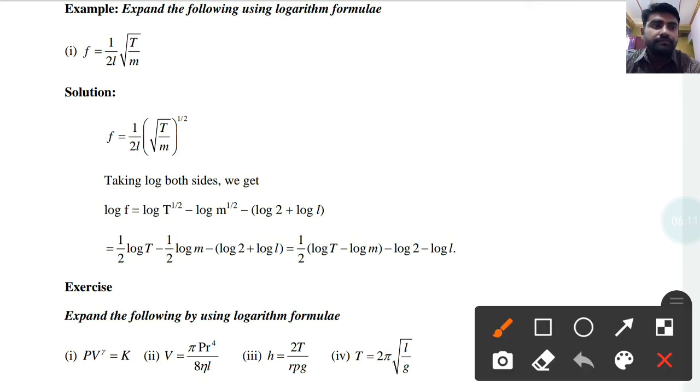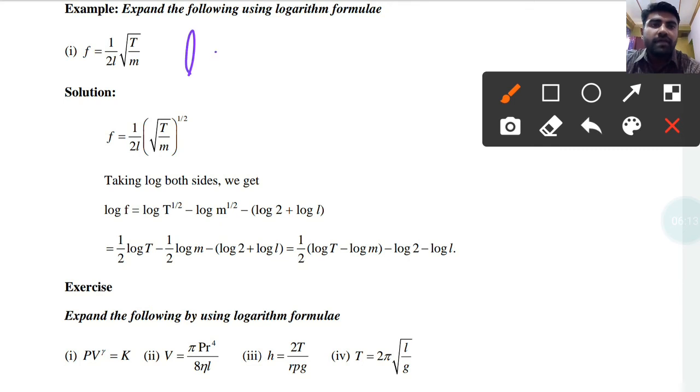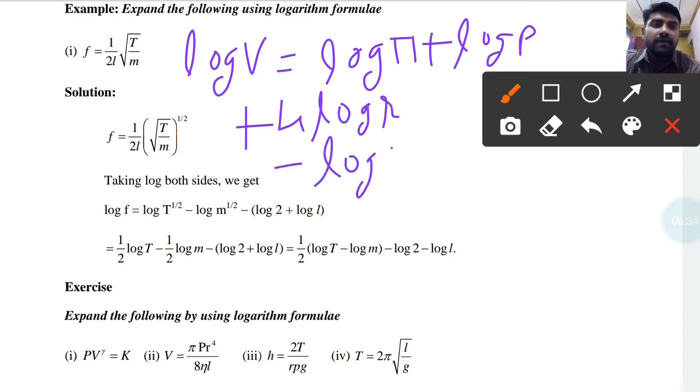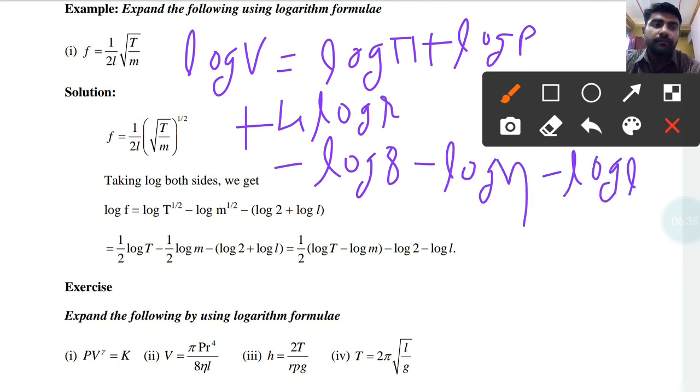Now for the second, log v is equal to, see, all are in multiplication. So first of all, log pi plus log p, then plus 4 should be in multiplication, log r minus log 8 minus log eta minus log l. These are all in the denominator, that's why subtraction here, and these are all in multiplication, so that's why summation here.